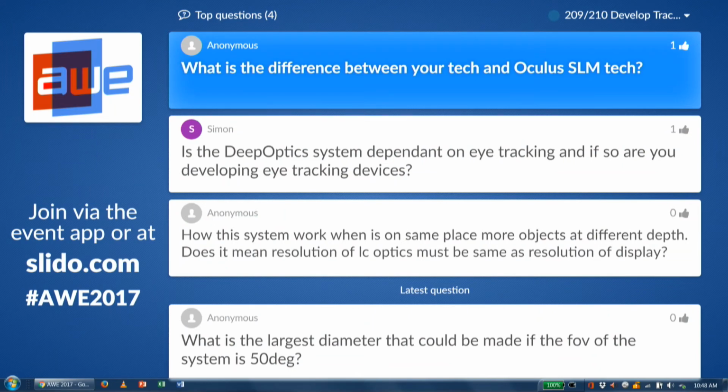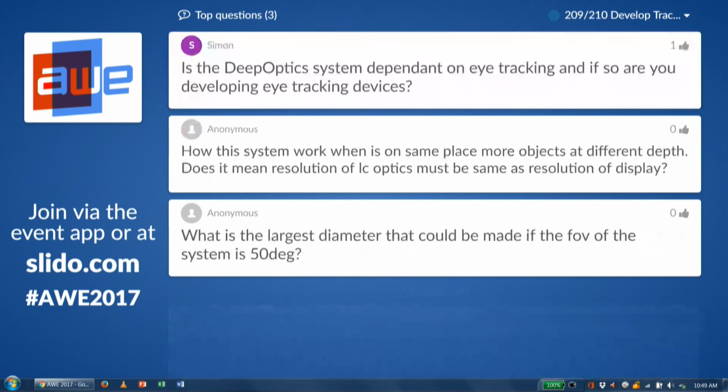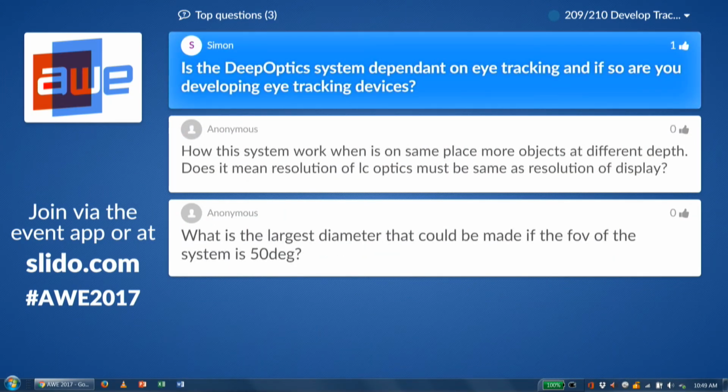Is the deep optic system dependent on eye tracking? And if so, are you developing eye tracking devices? That's a tricky question. We are developing eye tracking, but we're not offering it as part of this solution. We're developing eye tracking for a different application, which is vision correction glasses, not AR or VR.